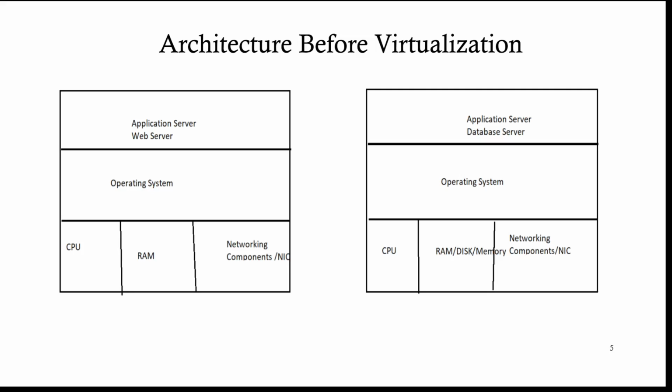This is the architecture before virtualization. As you can see here, we have the hardware: the CPU, RAM, and the networking components. On top of it, we have the operating system, and on top of it, we have the application server, which is a web server in this case. In this next image, we have the same architecture. However, we have installed a database server on this hardware. So as you can see, we are not utilizing the hardware components effectively.